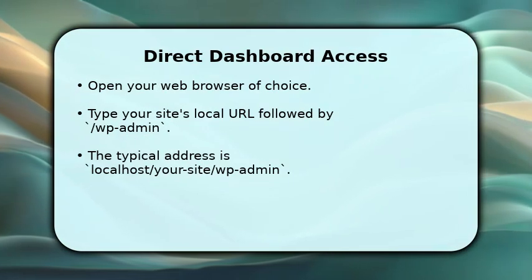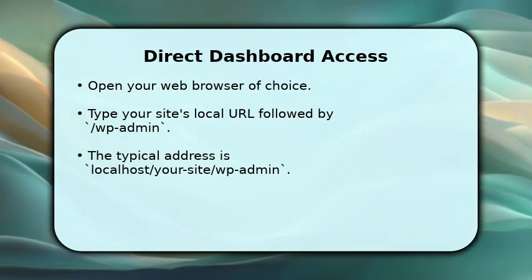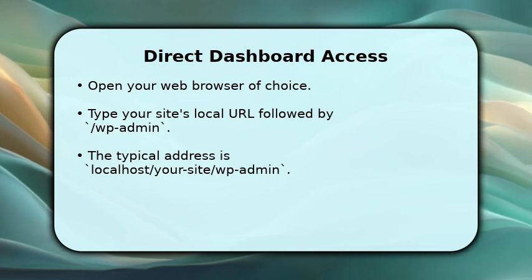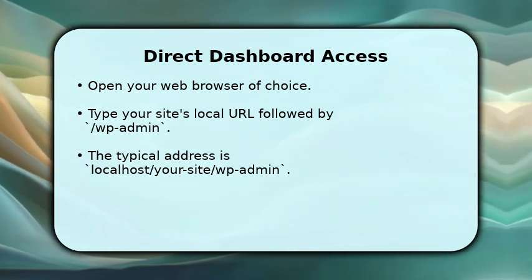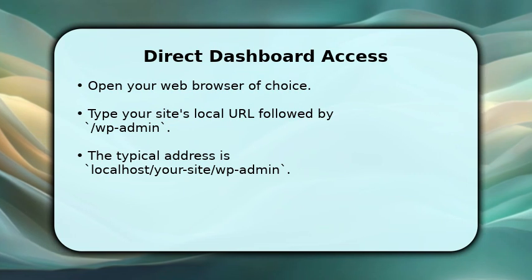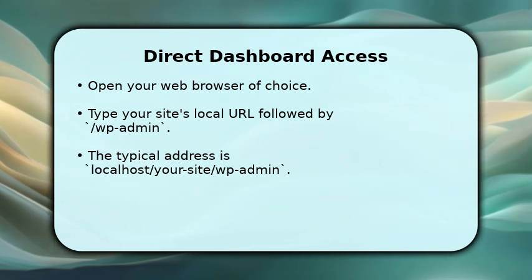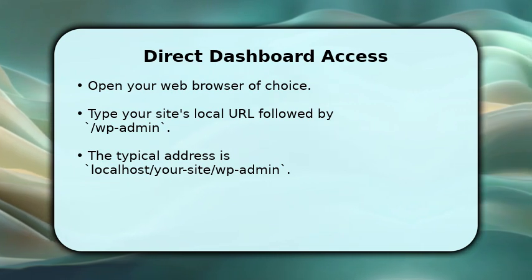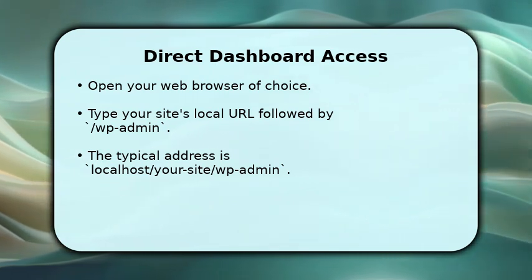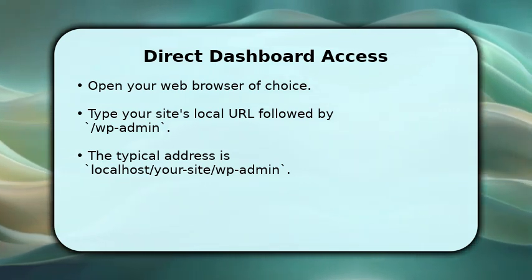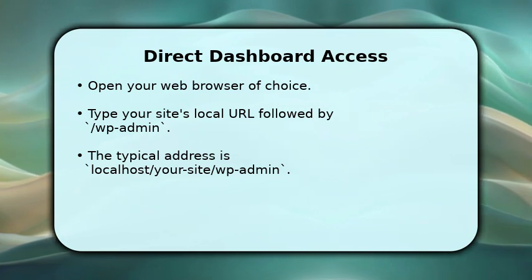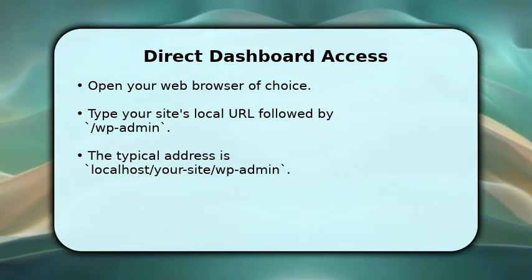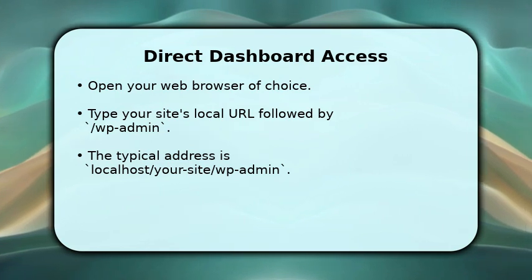Once your local server is active, open your preferred web browser. In the address bar, type your site's local URL, immediately followed by /wp-admin. For example, if your site is in a folder named My WordPress Site, the address would be localhost/mywordpresssite/wp-admin. This direct path takes you straight to the login page for your WordPress dashboard, saving you several clicks.